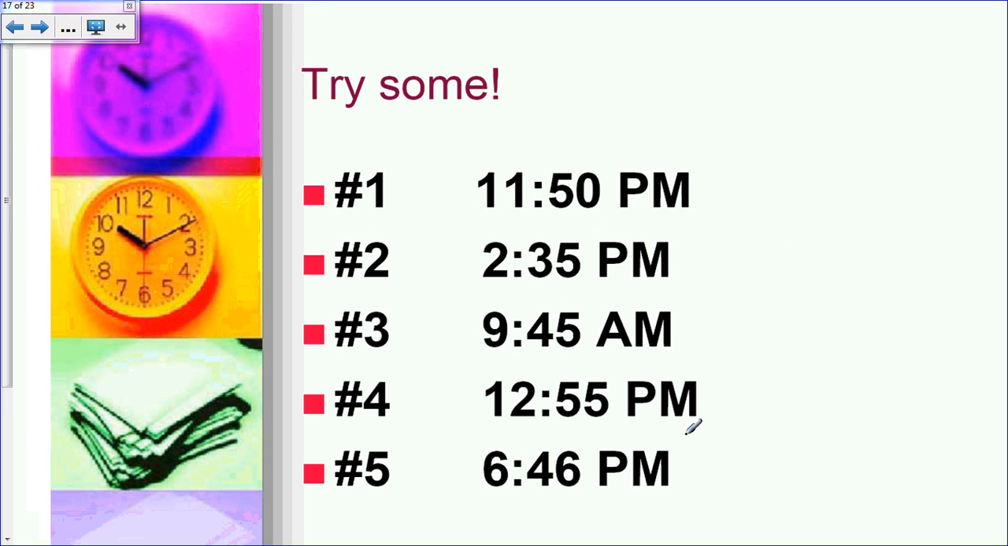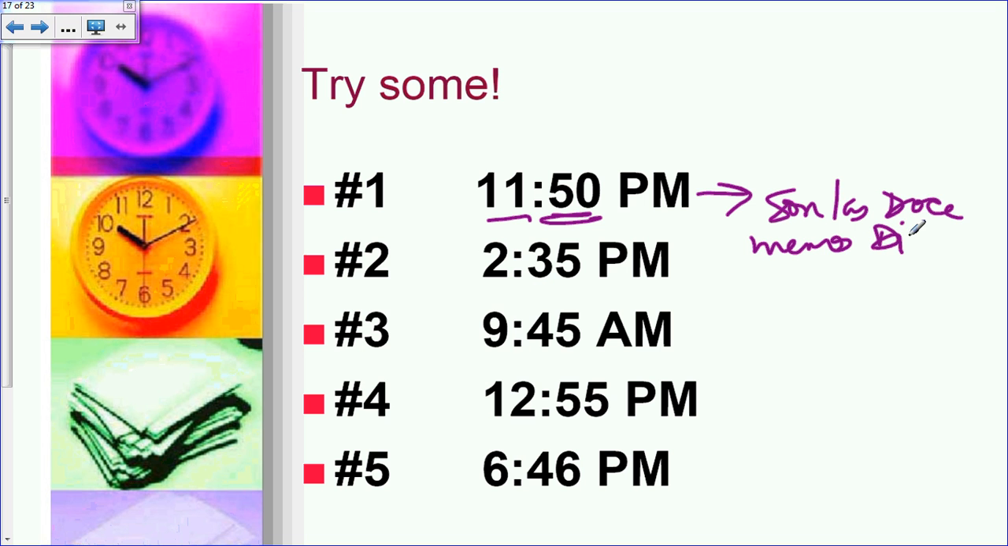So we're going to try a couple together. So we have 11:50 p.m. The next hour is 12. So we're going to say son las 12. There's a 10-minute difference between 11:50 and 12 o'clock. Menos 10, de la noche.